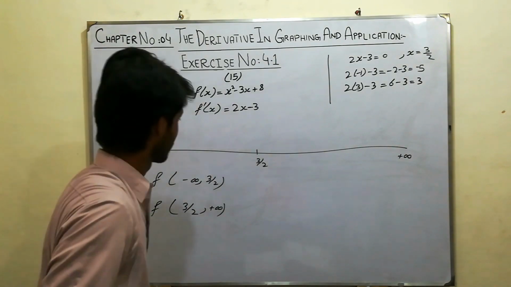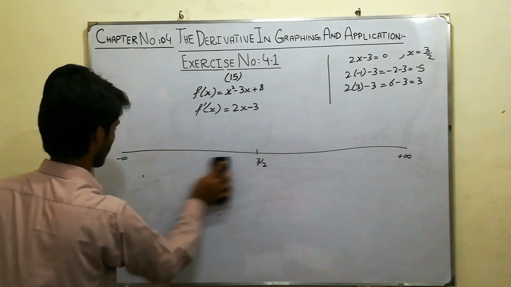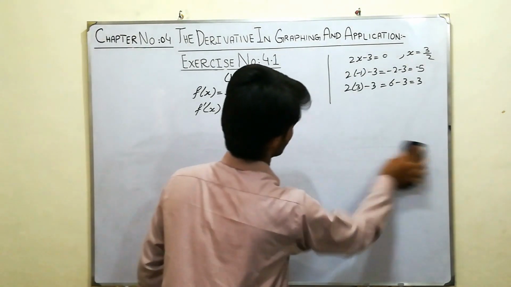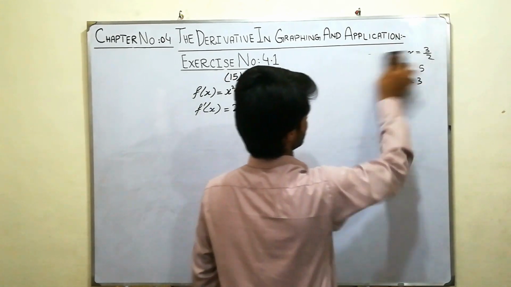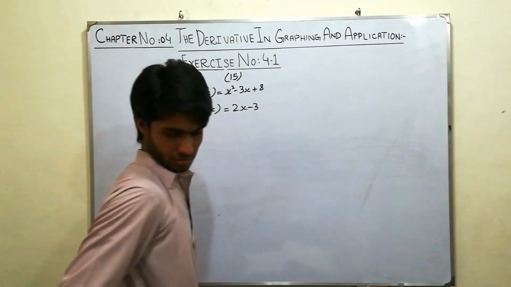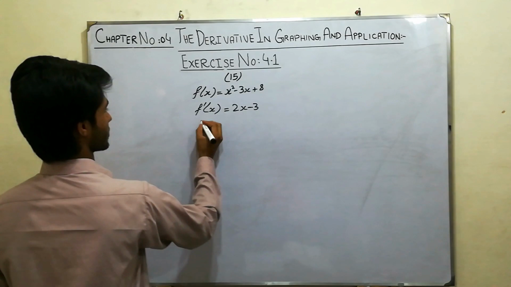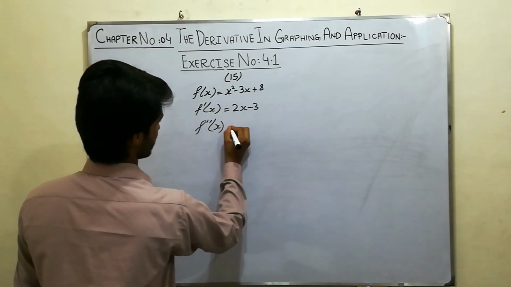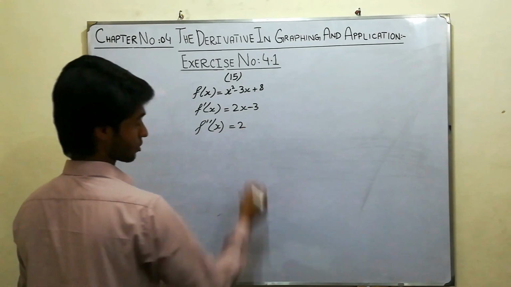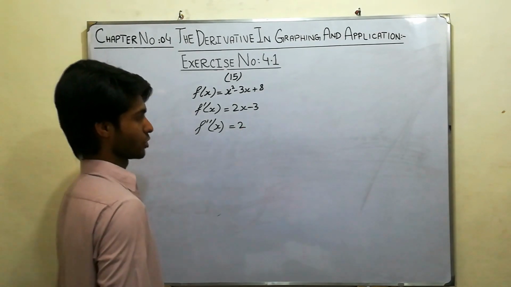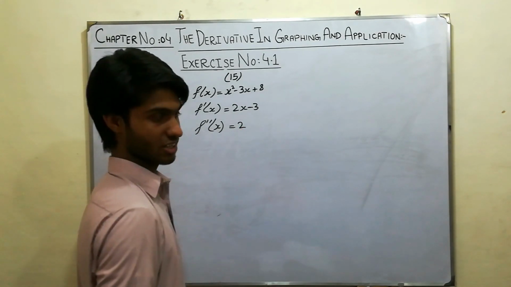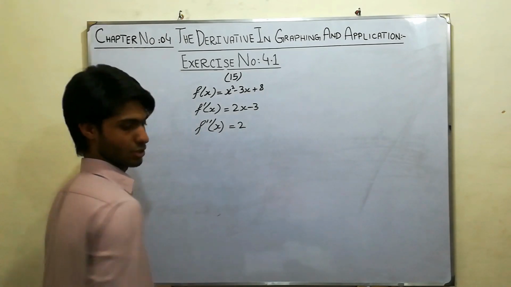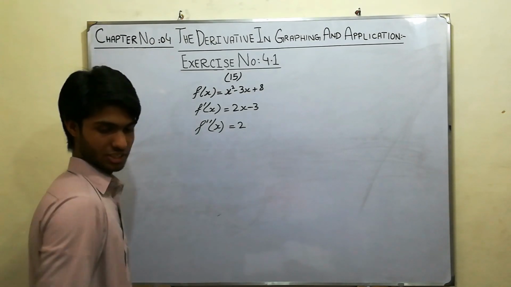And for concavity, take the double derivative of the function. The double derivative of the function is 2. It is a constant value. So we don't have concave up or concave down because it is a constant value. We can't put it on a region.